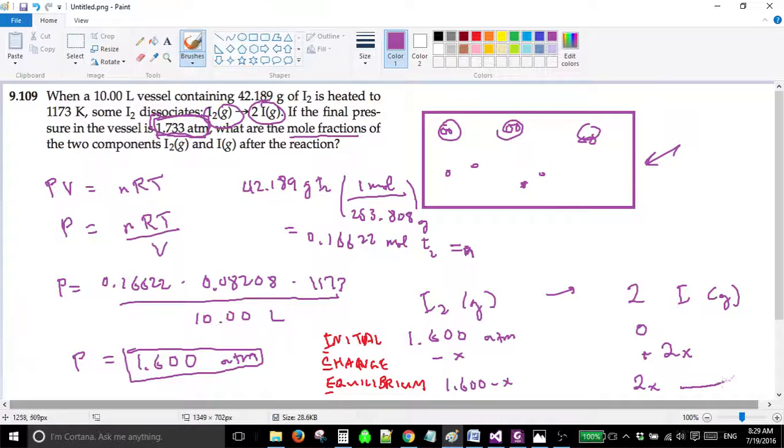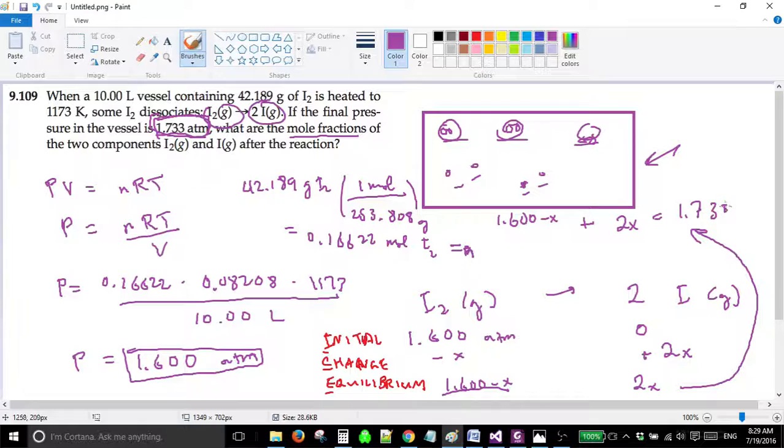Right? So, taking the equilibrium line from my little ice table there, I'm going to add everything up. 1.600 minus x, that was the reactant side, and that's represented by these molecules in my drawing, plus 2x, and that was the product side, which is represented by these dots in my drawing, equals 1.733 atmospheres. Okay, how can I just do that? This equation looks so easy. This equation, just simplified algebraically, is just 1.6 plus x equals 1.733.